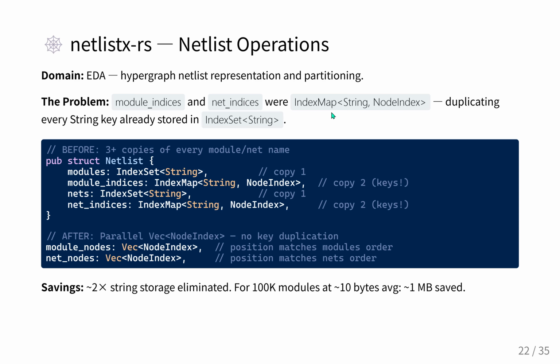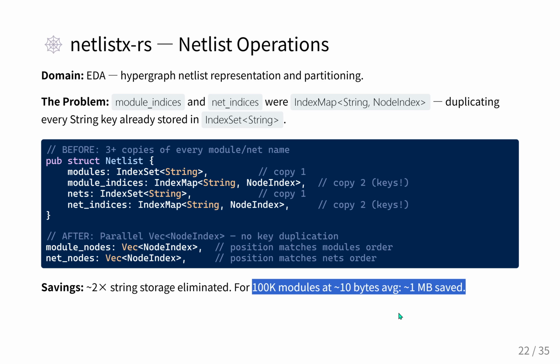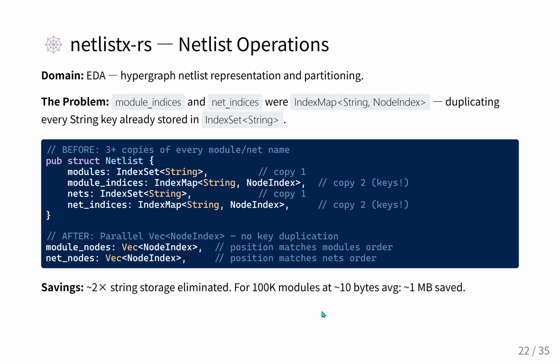But when you inspect the memory profile, you realize those module strings already exist elsewhere in the application's memory space. Oh, I see. So by using an index map, the structure was physically duplicating every single string key just to use it for hashing. Wow. When you scale that to 100,000 hardware modules, you're hoarding megabytes of purely duplicated text data. Exactly. So the developer tore out the index map, they split the logic, they replaced it with an index set to track uniqueness, paired with a parallel vec of node indexes to hold the actual values. But mathematically, doesn't that make the algorithm worse? How so?